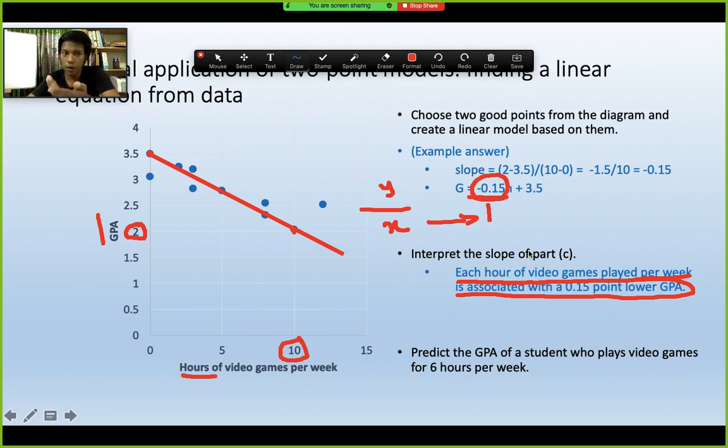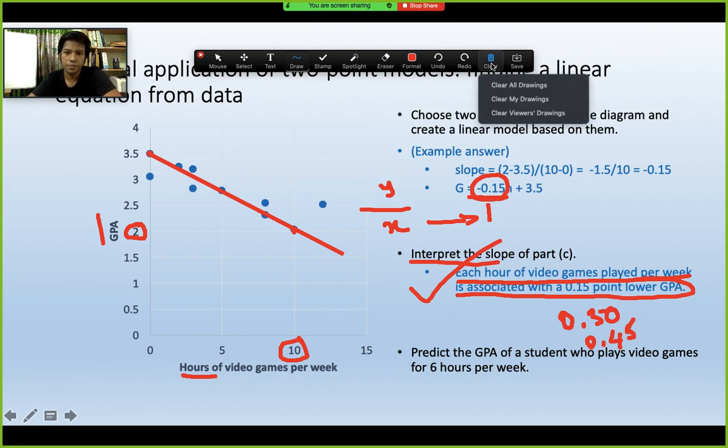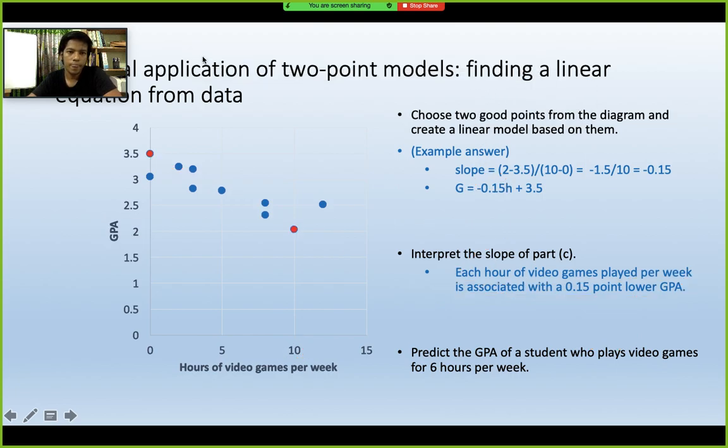So if they play 2 hours of video games, then what? Then this will be 0.30. If they play 3 hours of video games, what will happen? That will be 0.45. I am just multiplying this number by 2, 3, like that. So this slope means this. Interpret means, what does this slope mean in words? That is the interpretation.